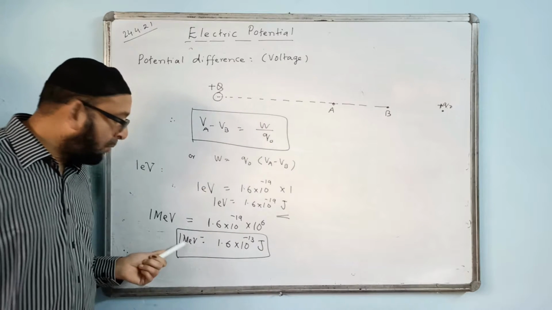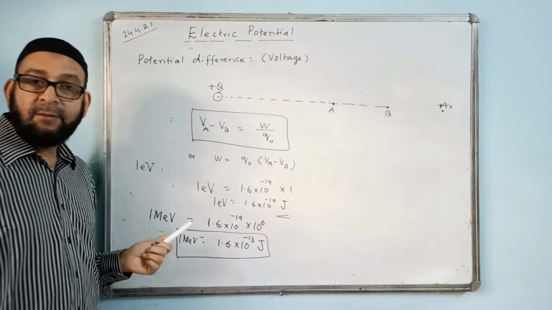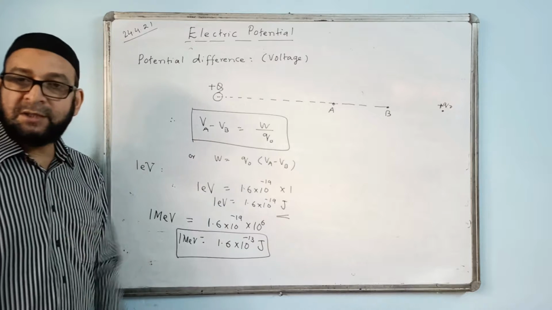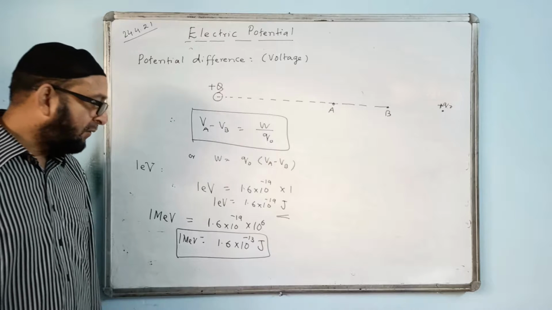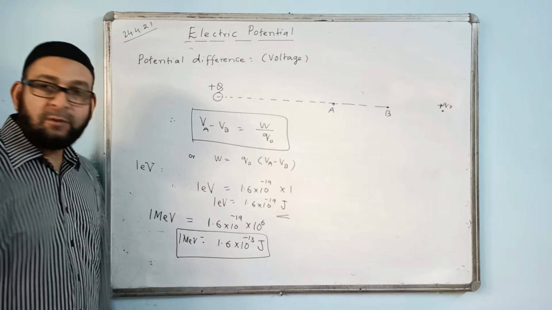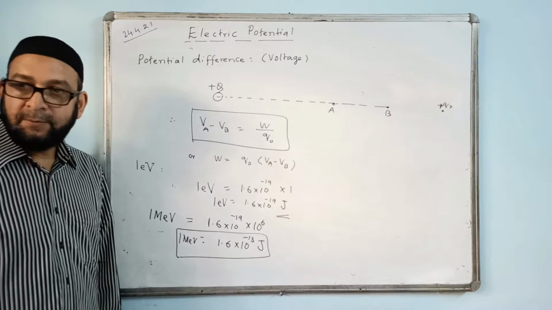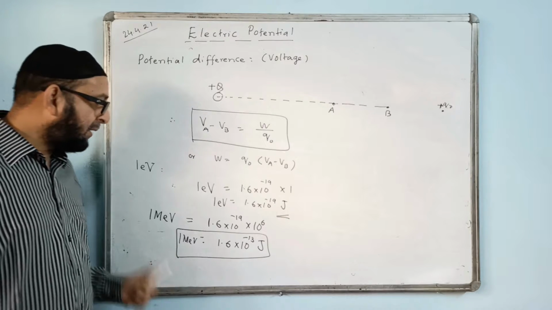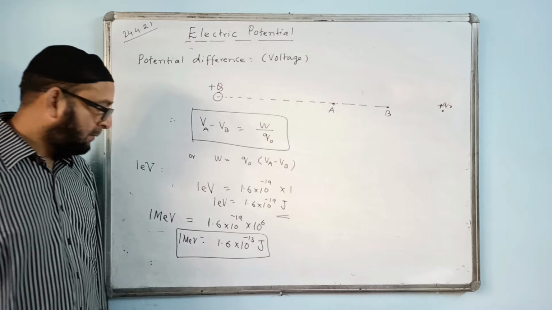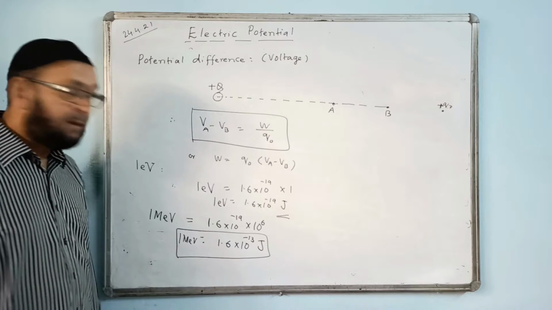So this also is an important definition. This may be used in section C for nuclear energy. At the time of nuclear fission energy and nuclear fusion energy, we will be using mega electron volt as the unit of energy released. So this relation, this definition is also important. So hope you understood this part.